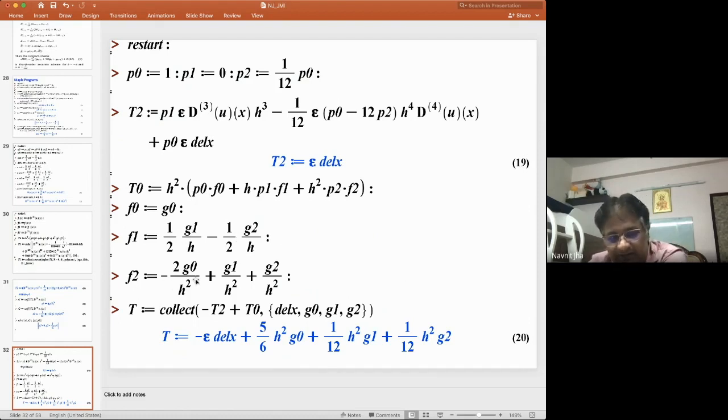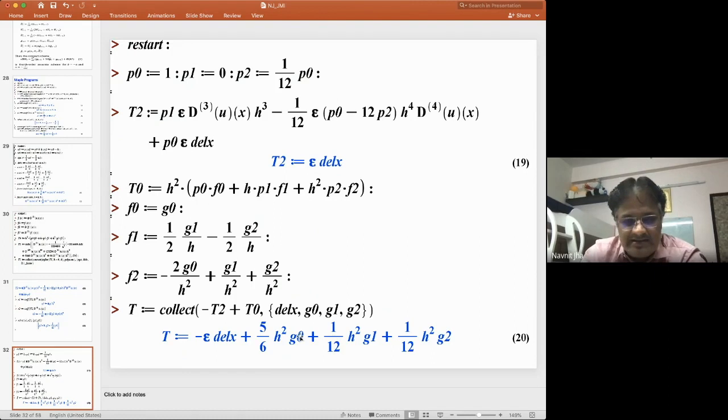Second derivative of F is coming out to be minus 2 G naught. B operator on G is coming out to be this. Put it here, you will get this one, equation 20. Equation 20 is exactly the same as what we have obtained in the theoretical text, that is minus epsilon operator B U equal to H square by 12 into 10 G naught plus G1 plus G2 plus order H^6.